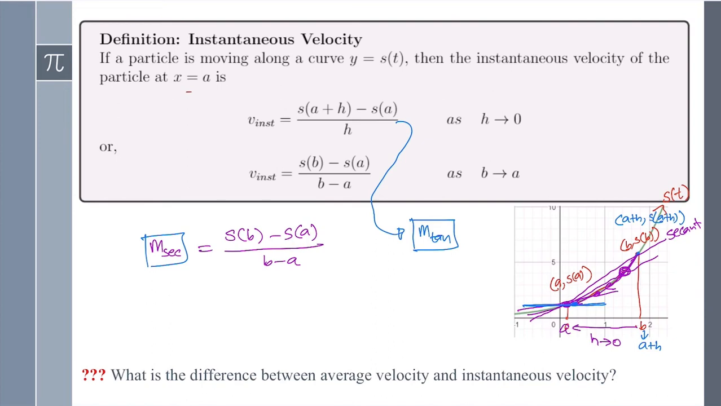Now you might have a question: what's the difference between average velocity and instantaneous velocity? When I say average velocity, we are finding the velocity over an interval of time. When I say instantaneous velocity, we are finding the velocity at a given time, at a particular time. So when you're driving your car, the speed that you see on your speedometer is the instantaneous velocity or instantaneous speed. It's the speed at an instant, at a particular time.